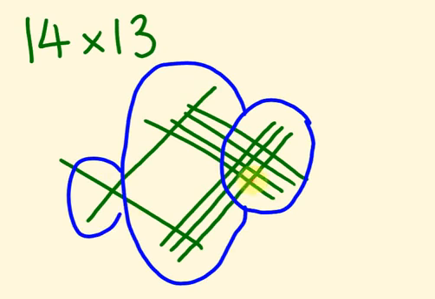We have 1, 2, 3, 4, 5, 6, 7, 8, 9, 10, 11, 12. We put the 2 down and we carry the 1. And we have 1, 2, 3, 4, 5, 6, 7, plus this one is 8, and then 1. And that's our answer. Pretty good, eh?